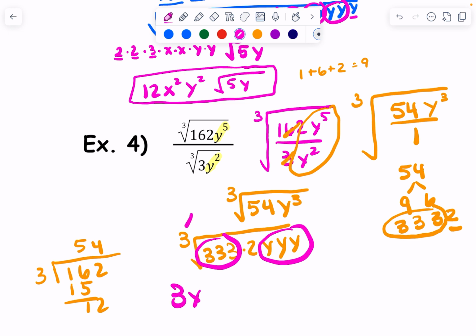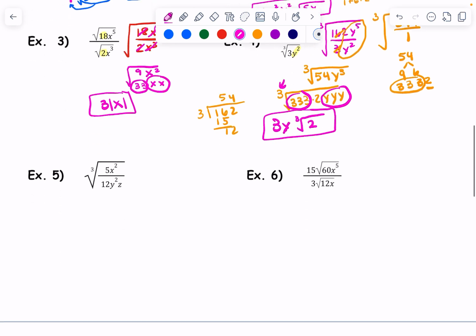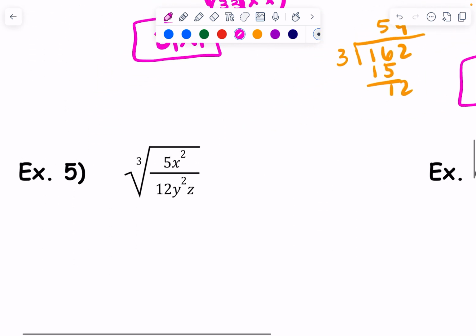Now, the index is odd, so we don't need an absolute value. And then we're left under the same index with a 2. And that would be our solution. Okay. Let's keep going.